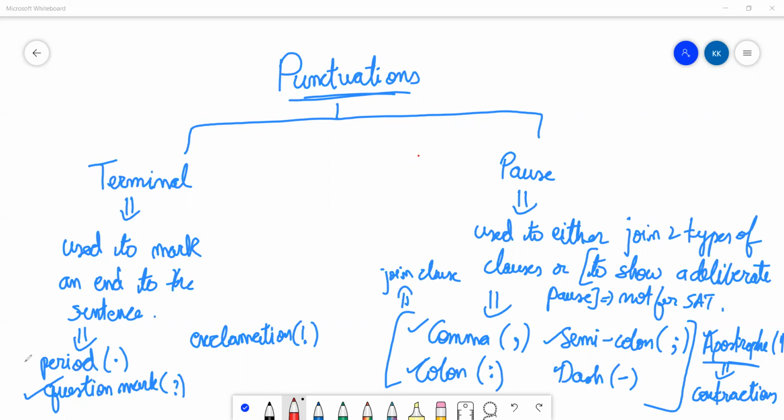But remember one thing, period, all of us know where to use a full stop when the sentence comes to an end. When a complete sentence comes to an end, that's when you use a period. Question mark is when you're trying to ask a question.